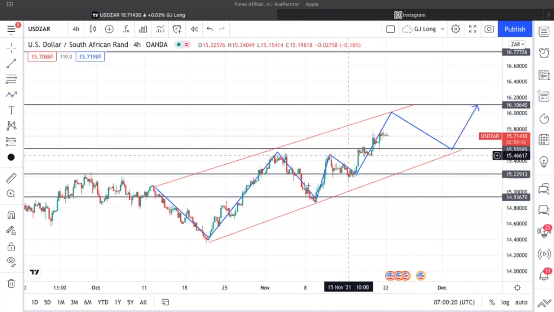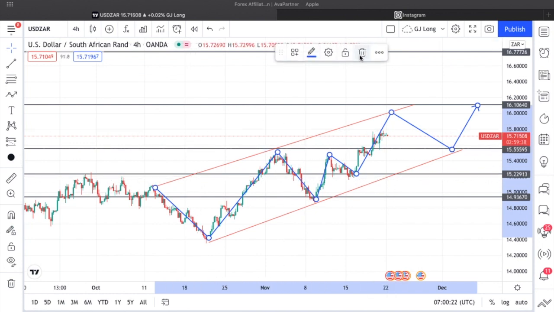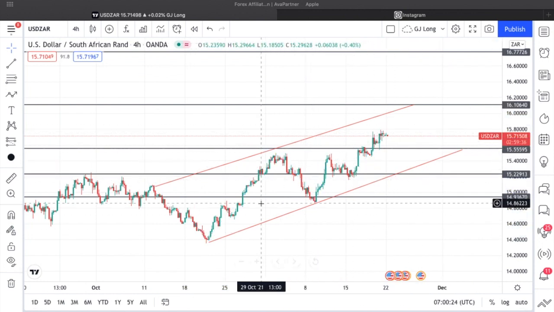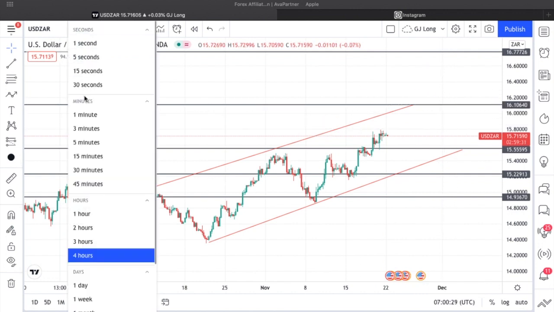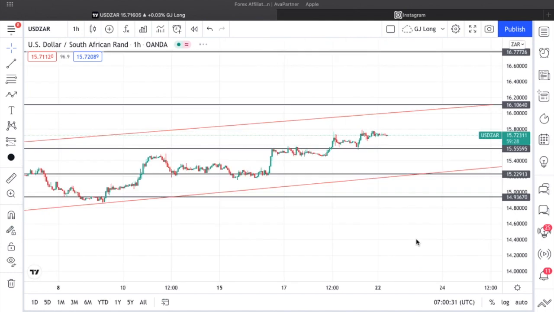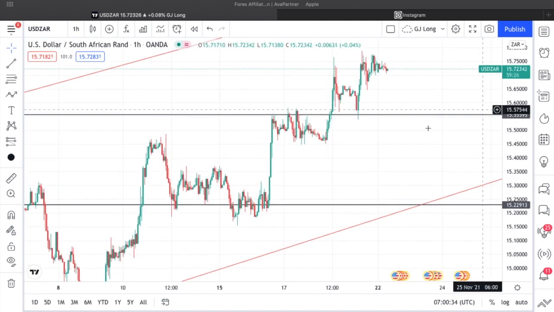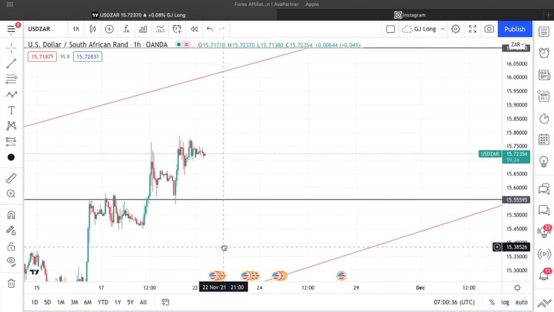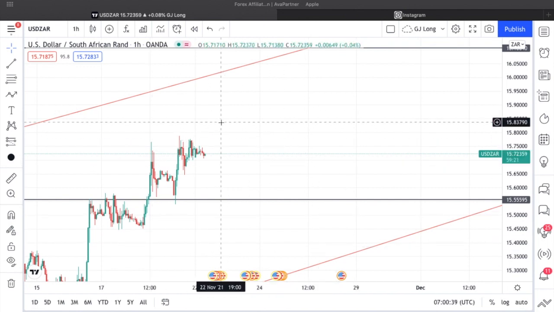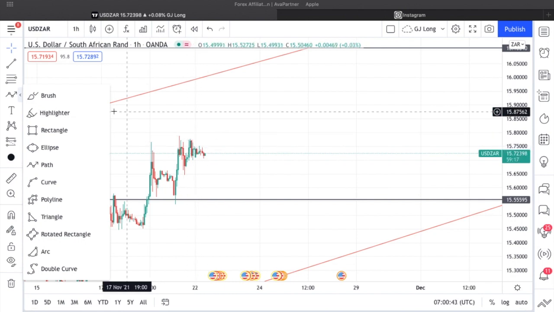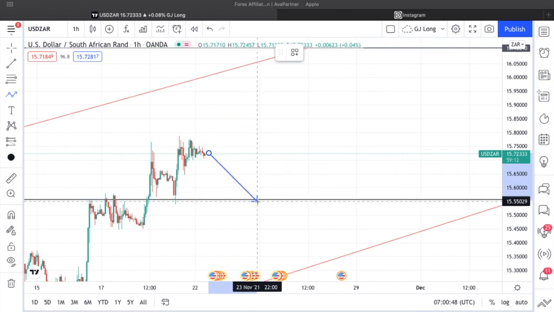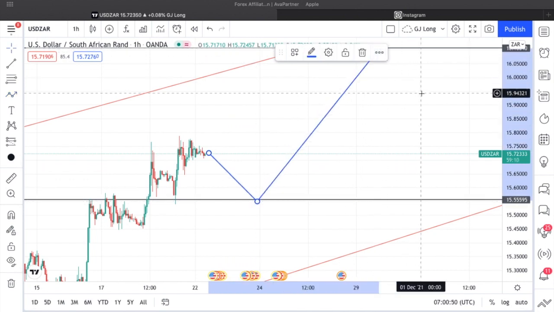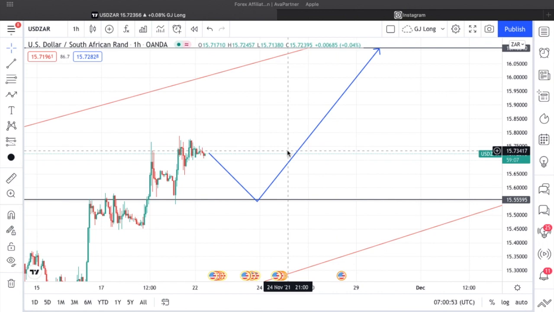So I'm anticipating that it's going to move to 16.10640 ultimately, okay? And as you can see, since it has broken the previous resistance, it has turned into support. So I'm anticipating that it's going to come back down and form a double bottom on that new support level and then shoot up to the target.